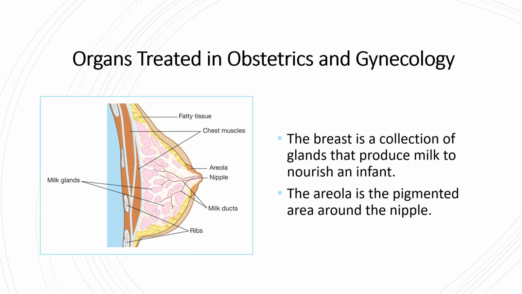The breast is a collection of glands that produce milk to nourish an infant. The areola is the pigmented area around the nipple.